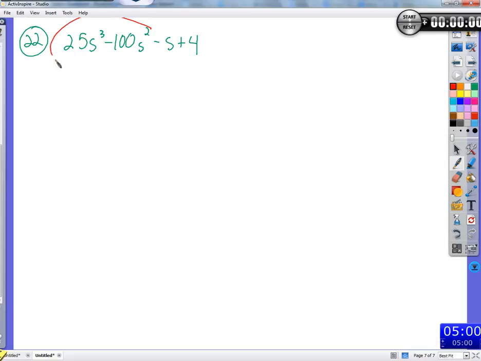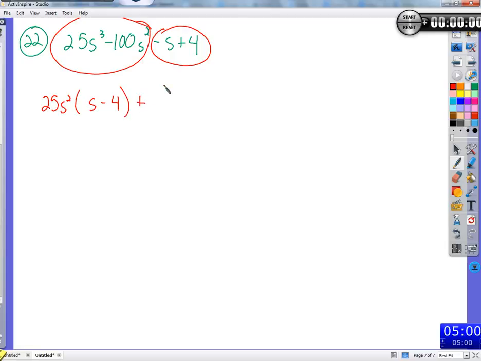Can you group these together? And make sure if there's a negative in this other group, capture that negative. It's part of that group as well. So what does this group have in common? 25x squared, which leaves us with? 25 or 6 to 4? S minus 4. I don't have any idea what you're saying. S minus 4. Right? S minus 4.